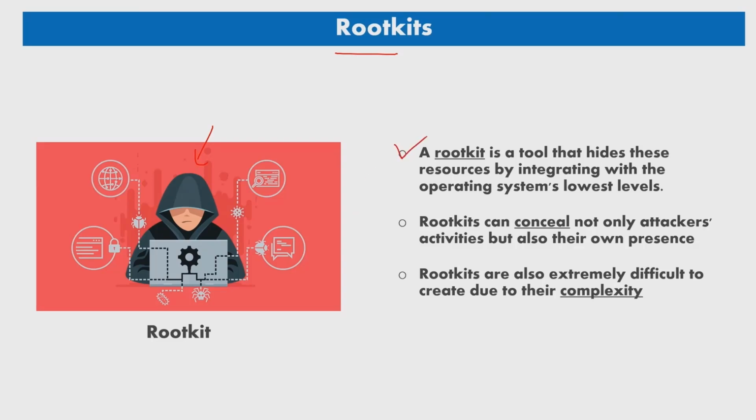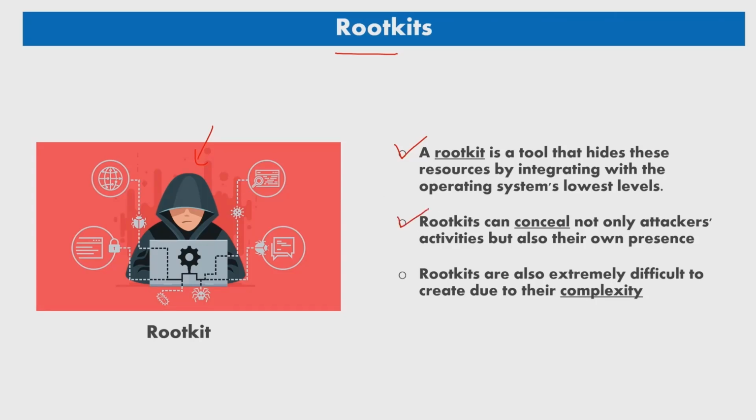So a rootkit is actually a tool that hides these resources by integrating with the operating system's lowest levels. A rootkit is the most sophisticated tool that is available to an attacker. Its goal is to completely conceal the attacker's activities on the local system by compromising the system's internal structure. A rootkit can gain control of the operating system as well. A rootkit presents a sanitized version of the output when a program attempts to list files, processes, or network connections, removing any potentially incriminating information.